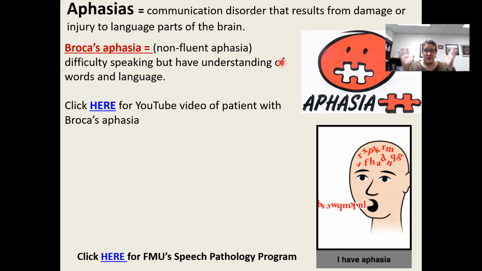These people understand language, so don't treat them like they're idiots, but they're just having a hard time getting the words out, and it's got to be very frustrating. So they understand language fine. They understand what you're saying. They know what they want to say, but they have a hard time getting those words out.